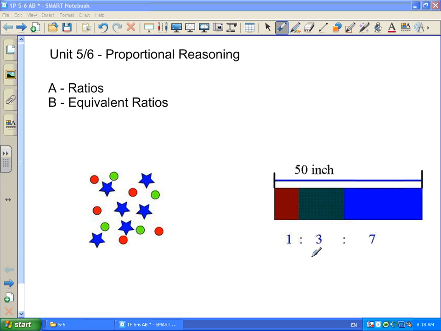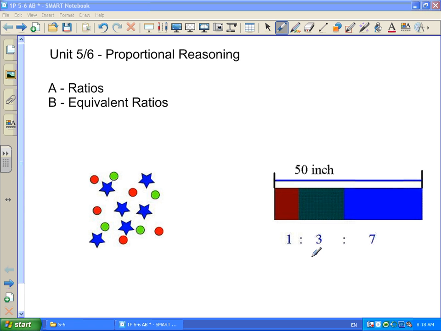So this is the first lesson in Unit 5.6. Unit 5.6 is called Proportional Reasoning. So what we're going to cover in this unit is ratios, equivalent ratios, proportions, and we're going to spend a bit of time looking at word problems that you can solve using ratios and proportions. But to start with, this lesson is just going to cover some material from Box A.